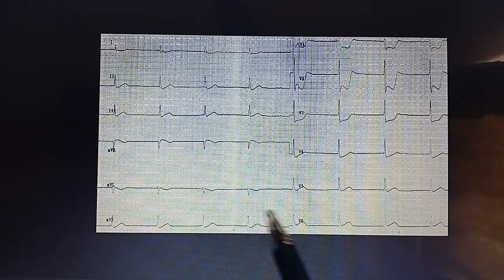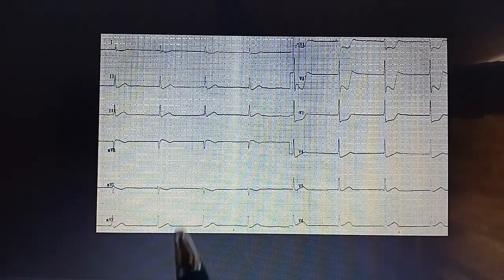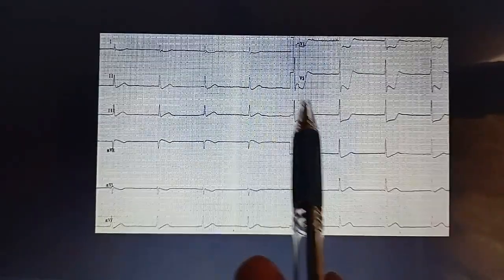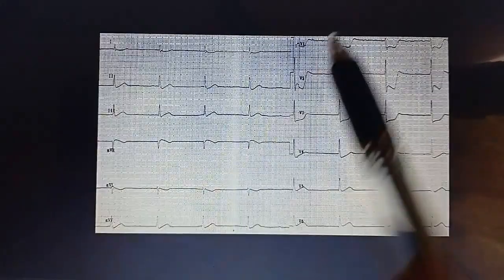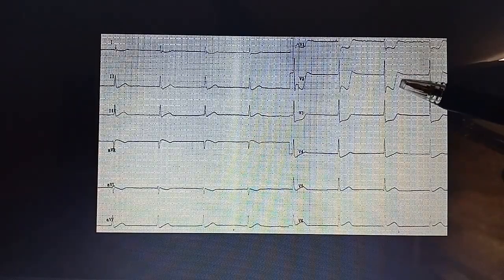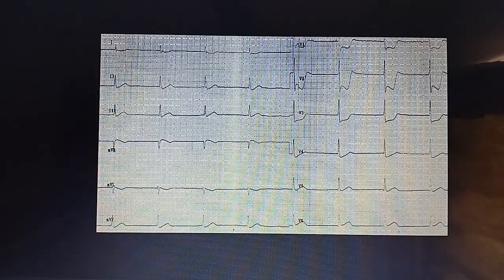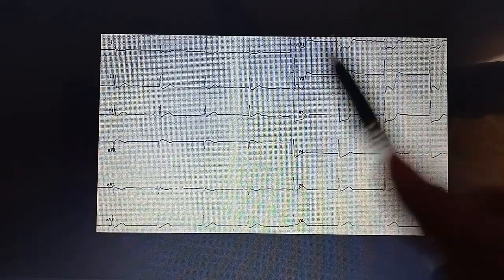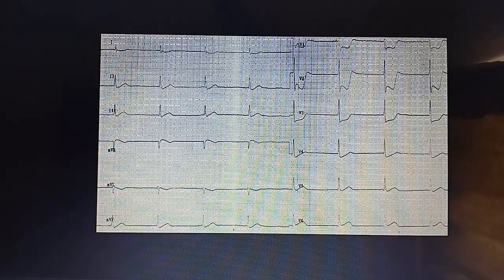in these chest leads. Posterior MI can also be suspected in this patient, as this patient is having bradycardia, because the vessel supplying the posterior part of the heart is also supplying the SA node. So there would also be bradycardia associated with these ST depression in these chest leads.